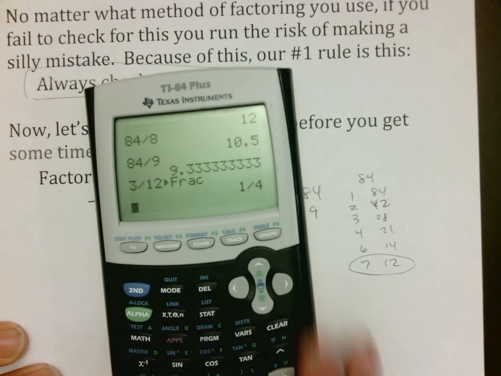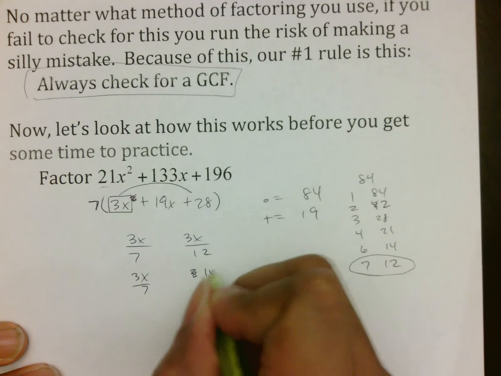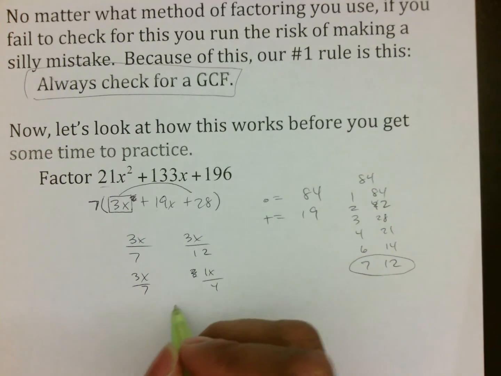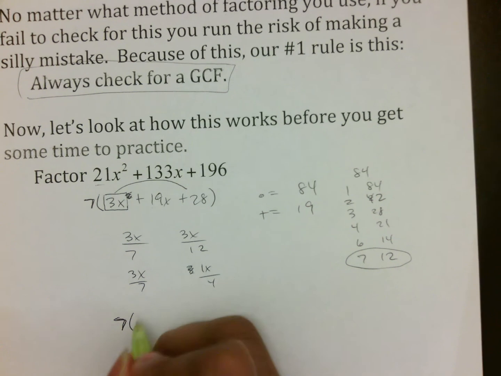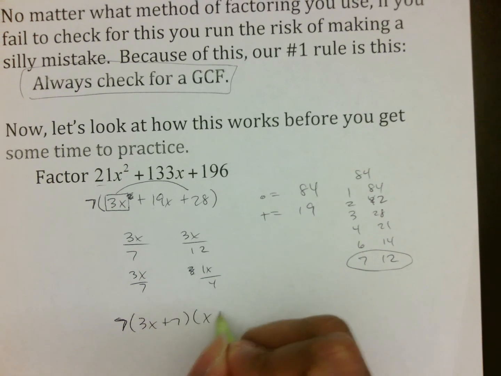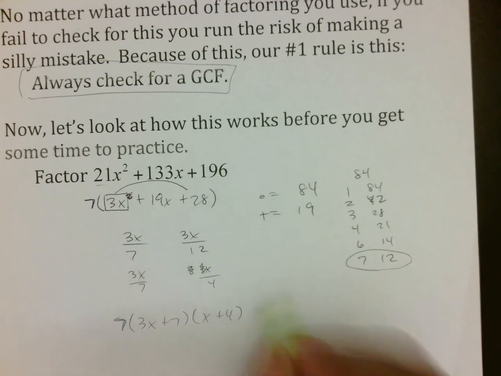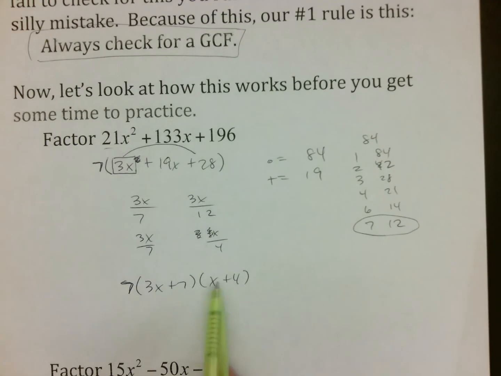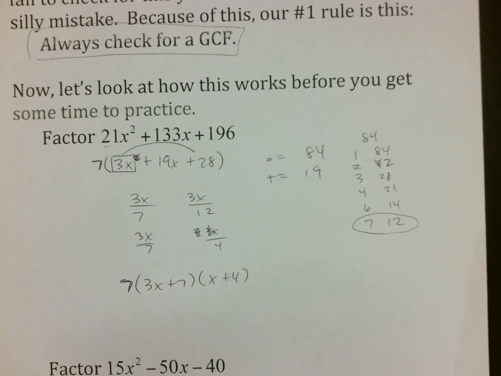Math, enter, enter. Again, the factoring is still the same. 1x over 4. The difference is, since there was a 7 out here, we now have to leave that 7 out there and then put our 3x plus 7 and our x plus 4. So again, your answer here is the same as what you did yesterday, but whatever number you took out has to stay in front of that parentheses for you to do the rest of it. All right?